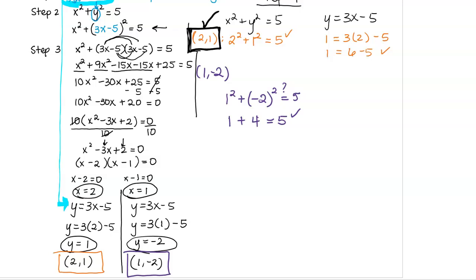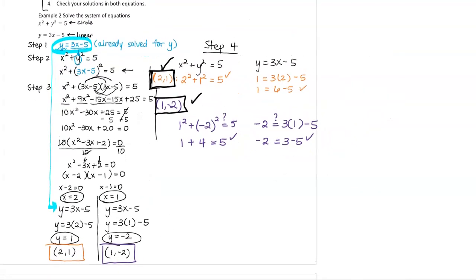Let's check it in the linear equation. When x is 1 and y is negative 2, plugging into that equation, we have negative 2. We're checking to see if that's equal to 3 times 1 minus 5. And negative 2 does equal 3 minus 5. And so it works in the second equation as well, which confirms that 1, negative 2 is also a solution. And so we do have two solutions for this system of nonlinear equations.